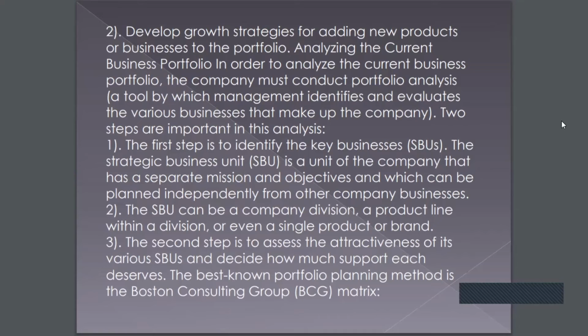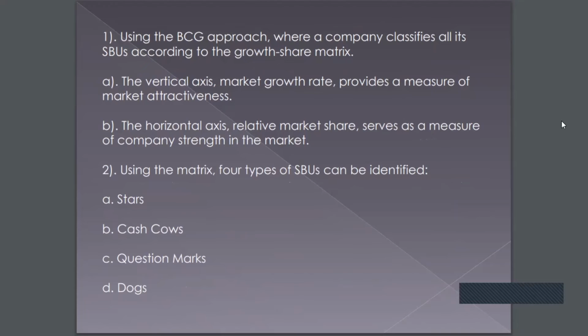The first step is to identify the key businesses. The SBU can be a business division, a product line within a division, or even a single product or brand. The second step is to assess the attractiveness of its various SBUs and decide how much support each deserves, using the BCG approach, where a company classifies all its SBUs according to the growth share matrix.